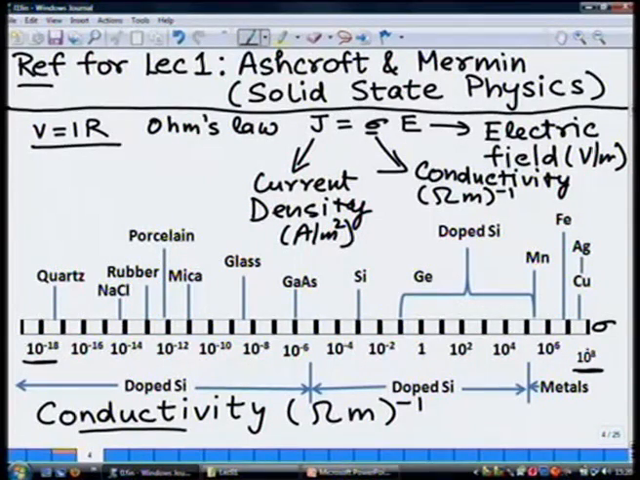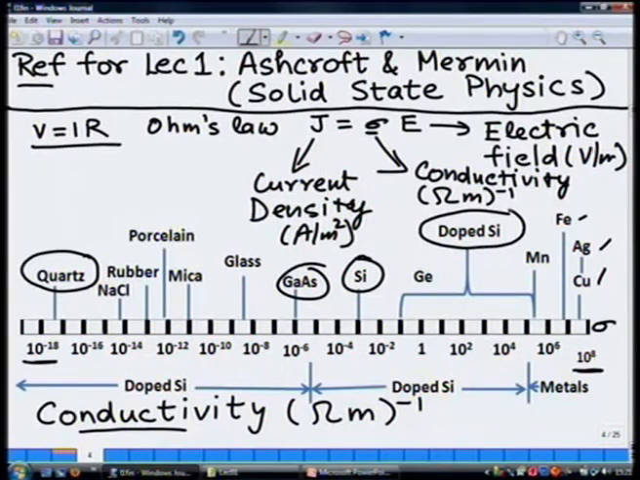Among the most insulating materials we see is quartz, with a conductivity of 10 to the power minus 18, and among the most conducting are these metals, copper, silver, even gold, somewhere around here. In between are semiconductors, silicon and gallium arsenide. But you also know that the conductivity of semiconductors can be changed by doping. That means it can be increased, and hence doped semiconductors shift towards the right. So that's the range of conductivity which you see in materials.